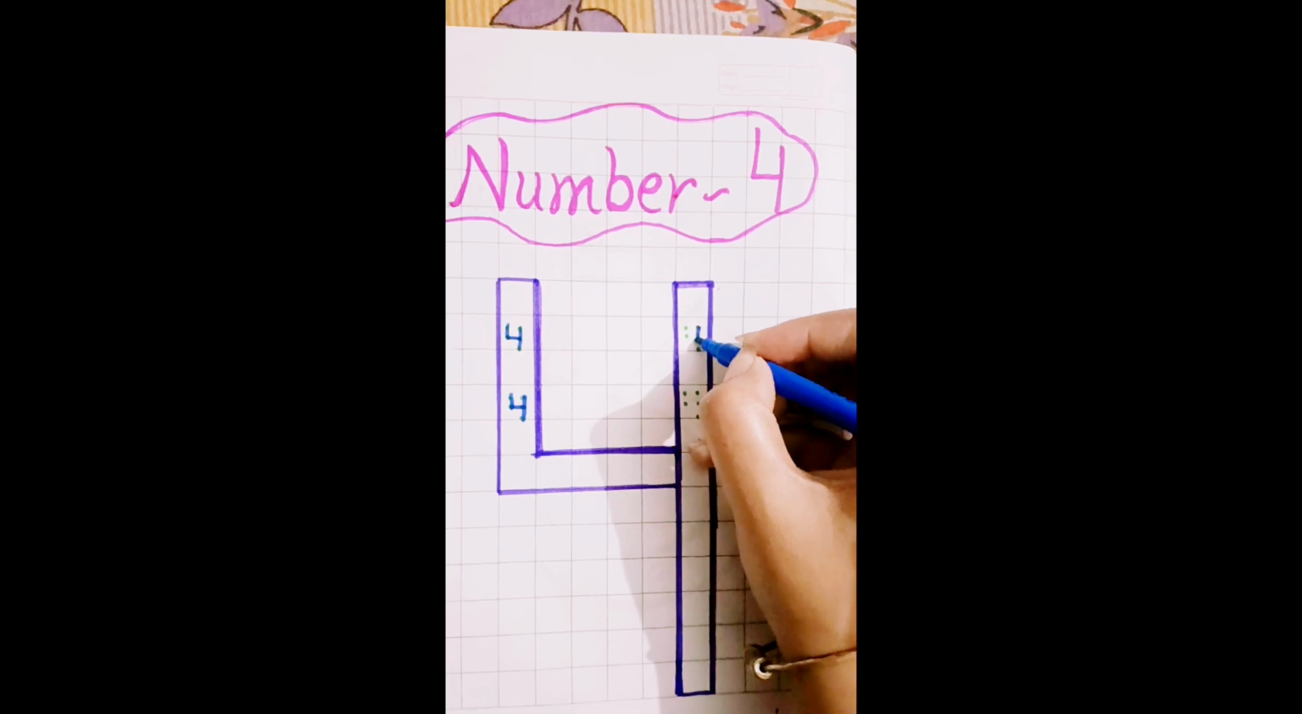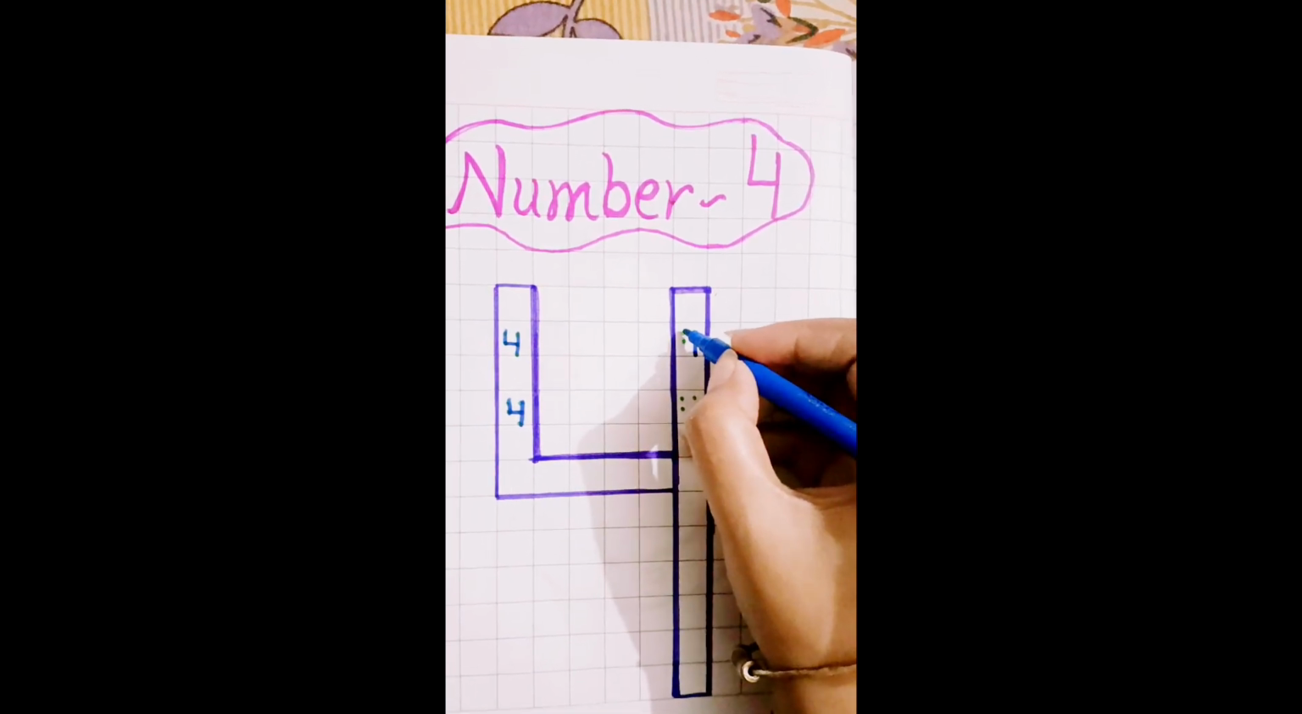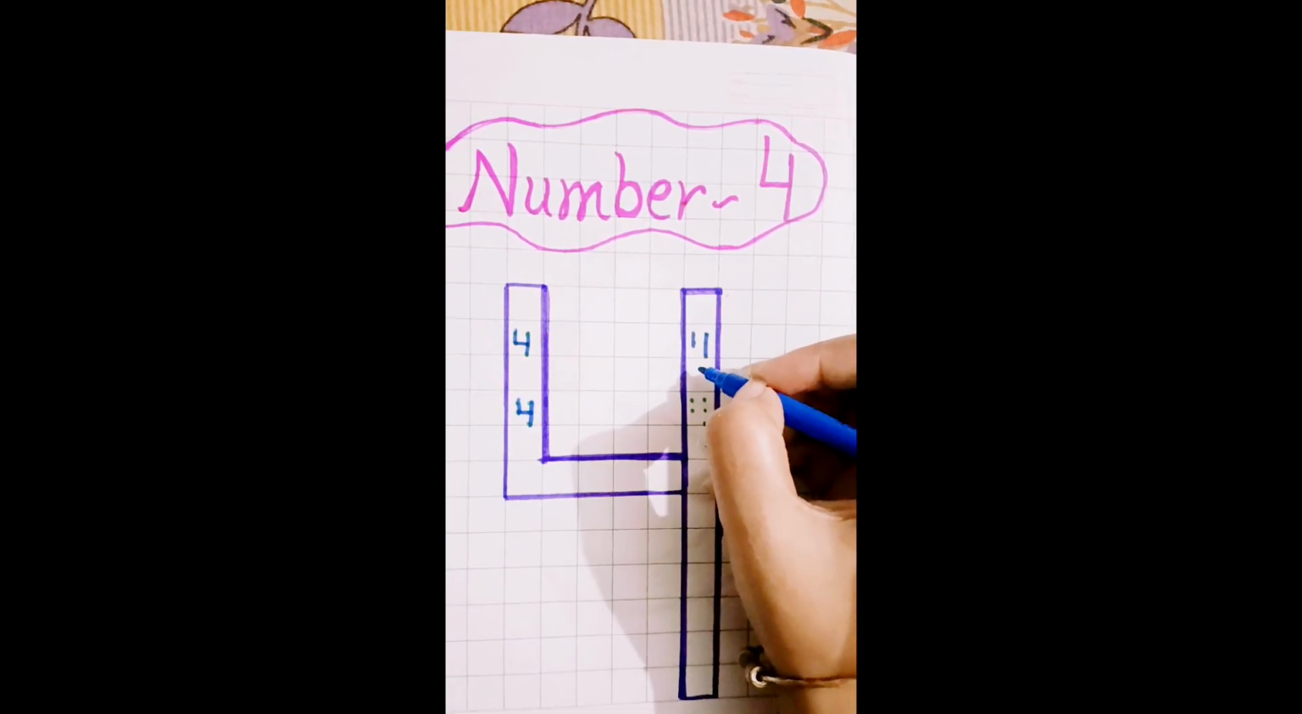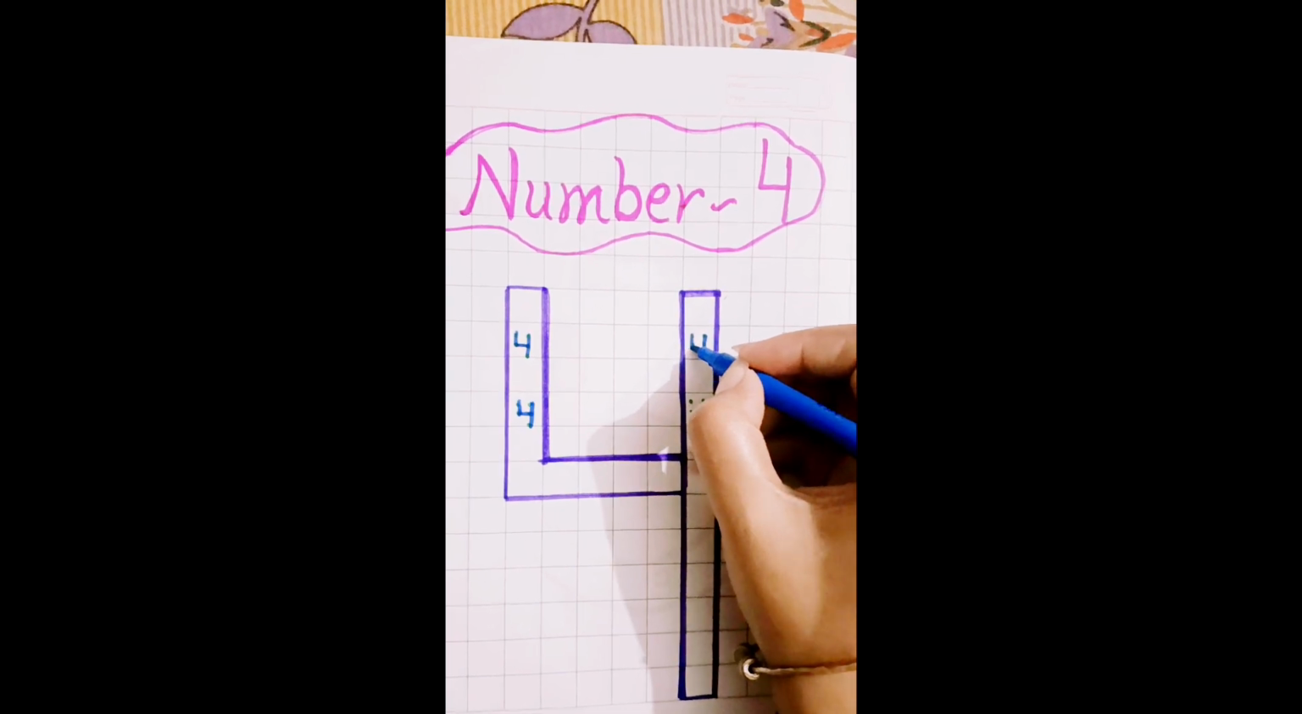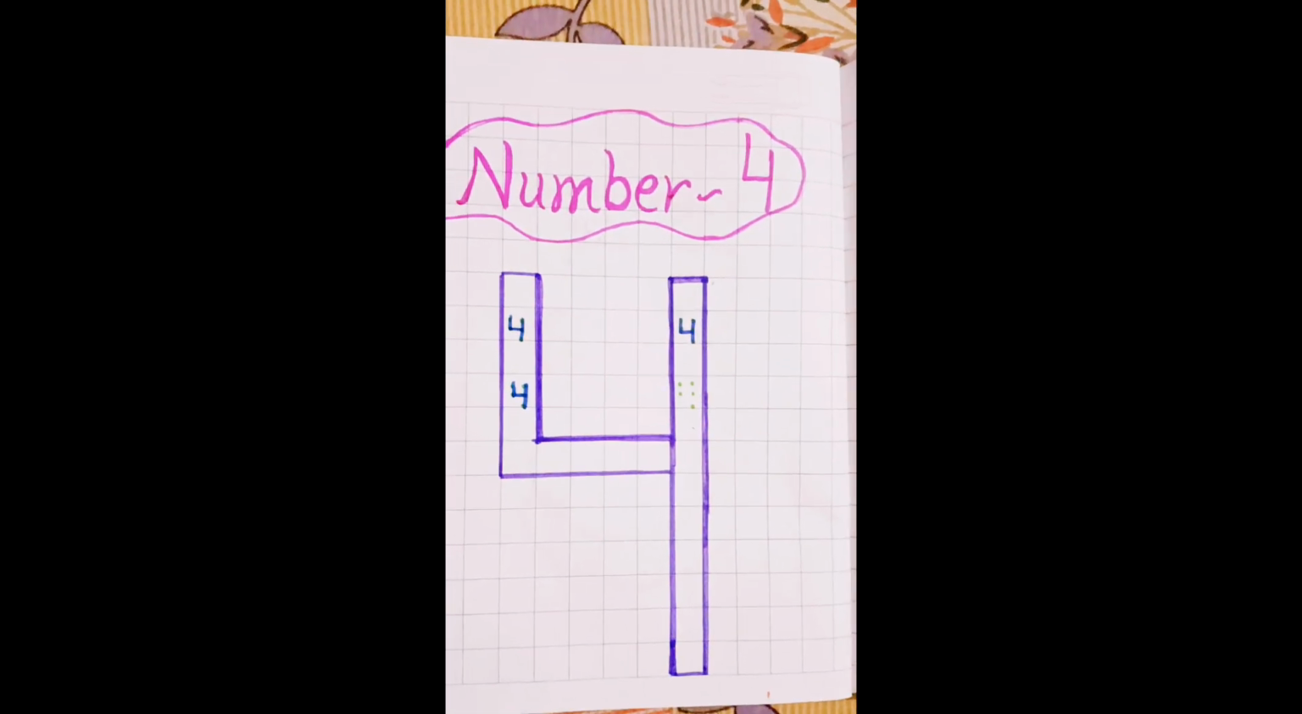Again draw a standing line. Now draw a small standing line. Now draw a slipping line. This is number 4.